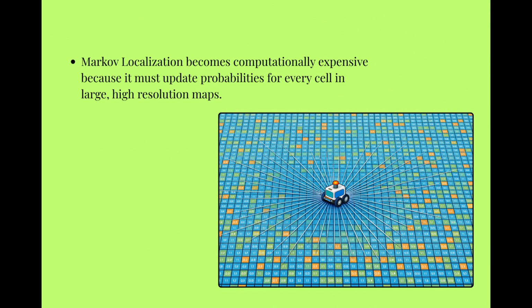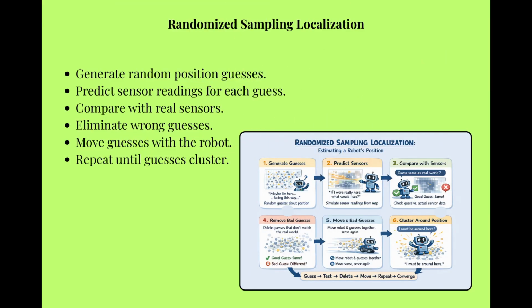But if the map is large or very detailed, keeping track of probabilities for every cell becomes computationally expensive. So the next step is obvious. What if we stop thinking about every cell and only concentrate on a handful of possible positions? That's where our next method comes in. Let's start with the simplest idea, randomized sampling localization.